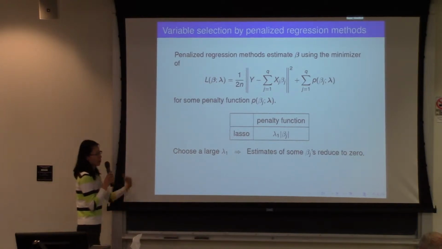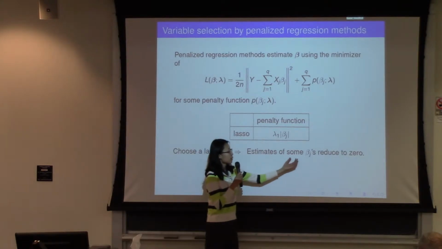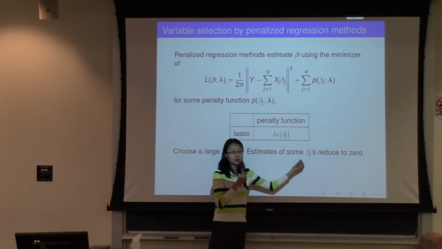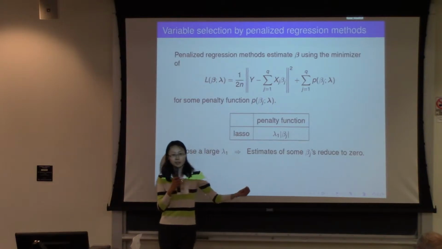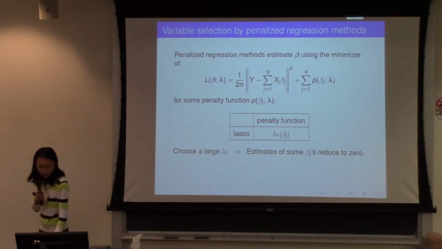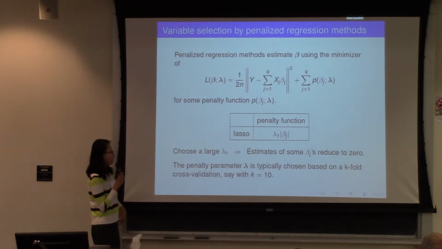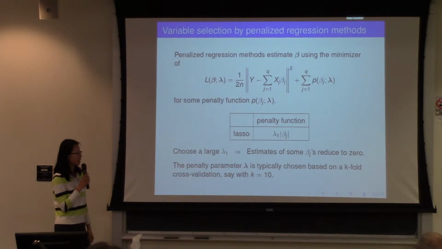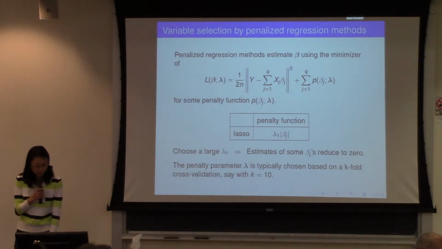Imagine if you choose a large enough lambda 1. It turns out some of the betas will be penalized enough so that they completely reduce to 0. And by doing that, you're dropping the corresponding xj's out of your model. So you're doing variable selection. Of course, the choice of an appropriate lambda is a big deal, and typically this is done by something called tenfold cross-validation. I'm not going into the details here.